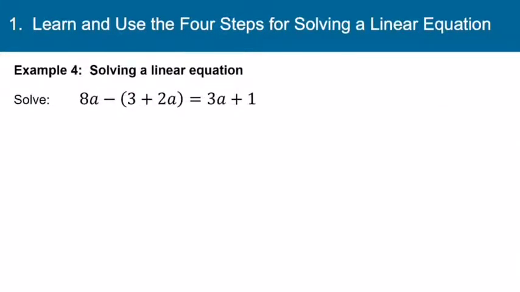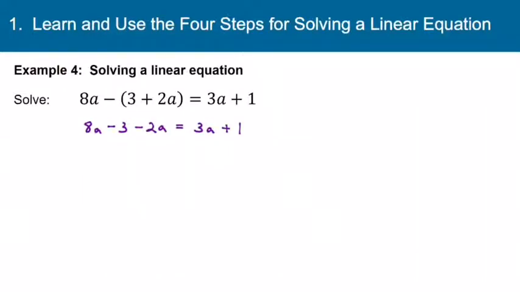Here's another example with a pair of parentheses that needs to be eliminated. But notice there is a minus in front of this pair of parentheses, so we need to distribute the minus sign before we start combining like terms. Distributing the minus here, we'll get 8a minus 3 minus 2a, and then on the right side we have 3a plus 1.